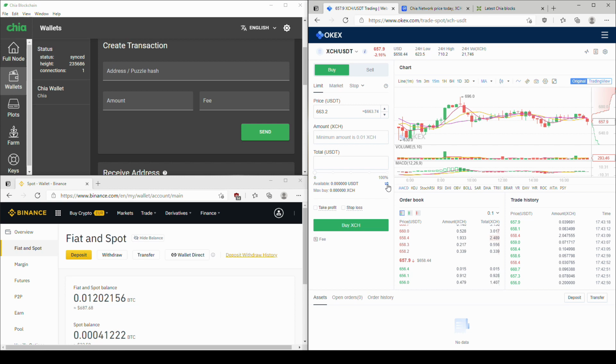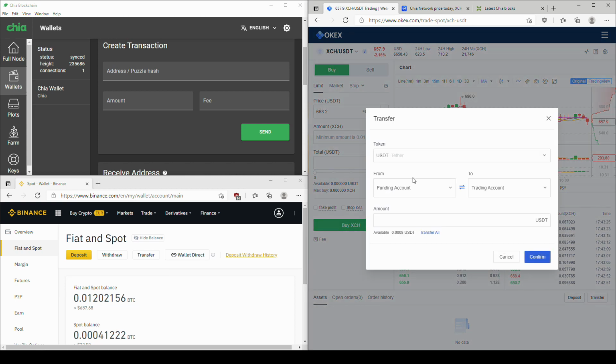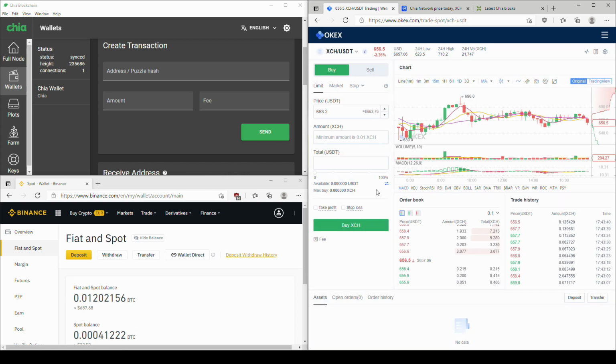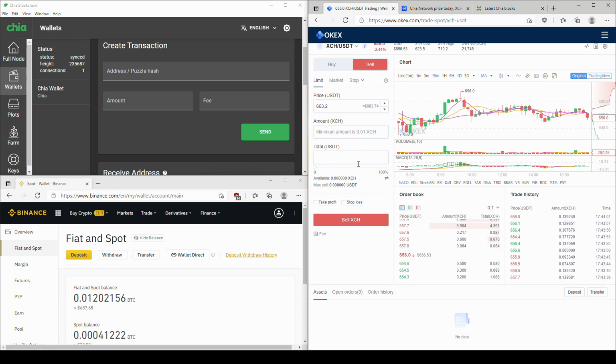And for selling, you will have to click this little icon here and move your Chia coins from the funding account into the trading account. You can specify the amount down here. Just afterwards, you'll be able to sell your Chia coins. You can choose sell, a couple of options, then the amount you want to sell. This will show how many US dollar tethered you will get, and then sell Chia coins.